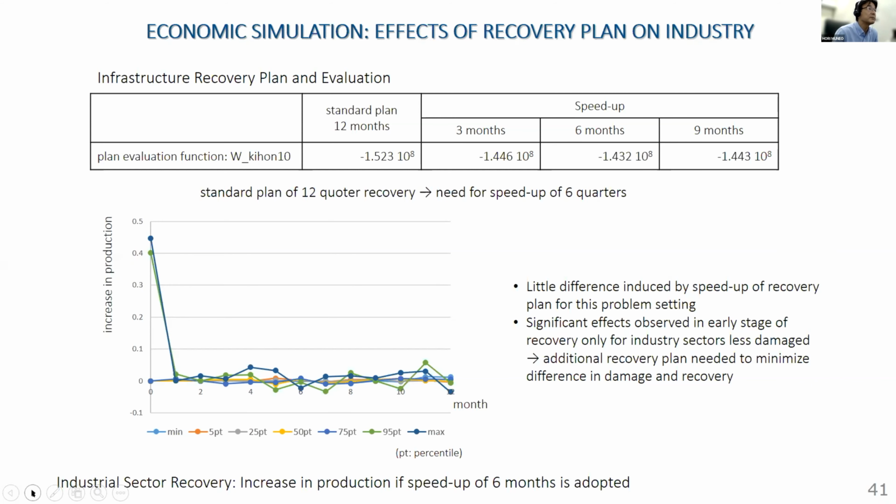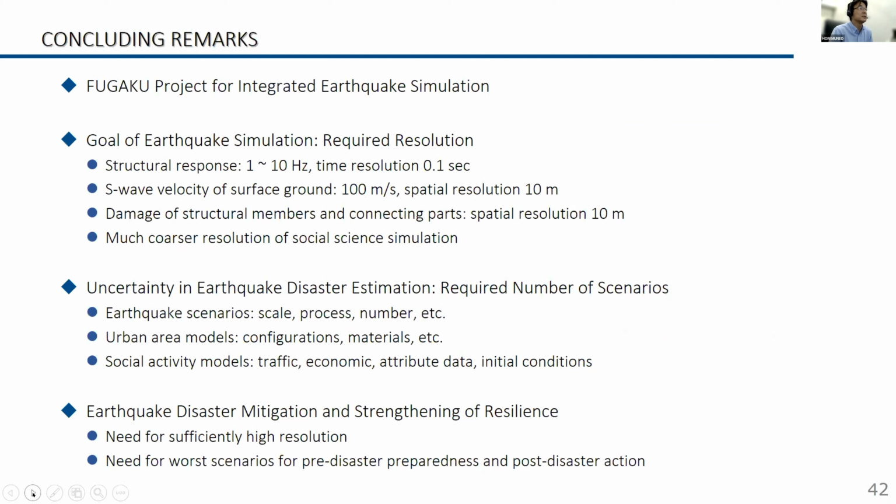So this is my concluding remarks. Anyway, using supercomputers, some of which will be transported to the Fugaku project in Japan, we are making integrated earthquake simulations, which combine earth science simulations, earthquake engineering simulations, and social science simulations. So this is the end of my talk.